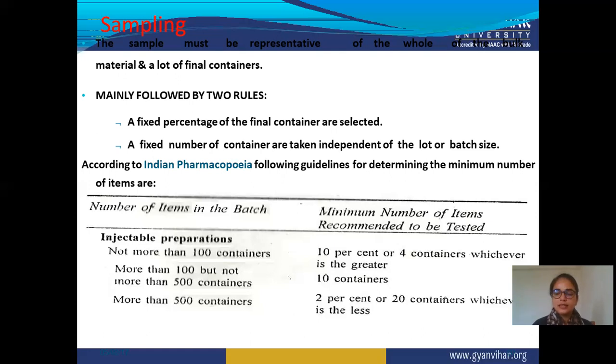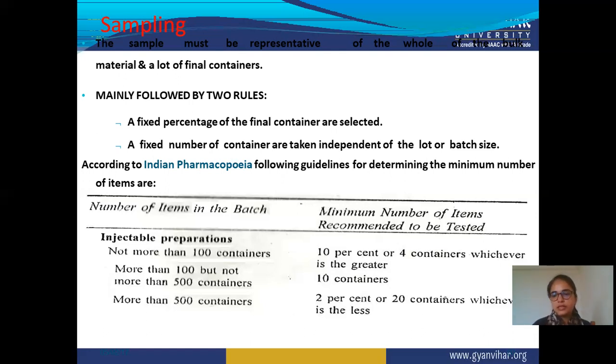Means if your batch is less than 100 or not more than 100, then in this condition 10% of containers is required. Out of these, mainly we are taking 4 containers, whichever is greater. Means a minimum of 10% of containers is required for these tests. And for more than 100 but not more than 500 containers, meaning between 100 and 500, then in this condition we are taking 10 containers.